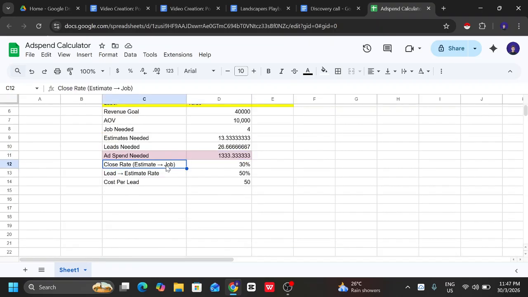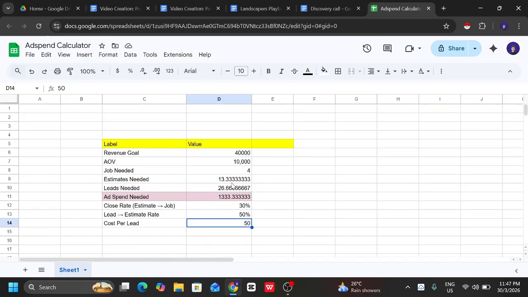This is the industry average. So we assume the close rate is 30%, and whenever a lead comes in, we assume it converts to an estimate 50% of the time, and the cost per lead is $50. So we have kept it really high. It could also be really low, and the close rate could be high, the lead-to-estimate rate could be high, and the cost per lead could definitely be low if you're working with us.